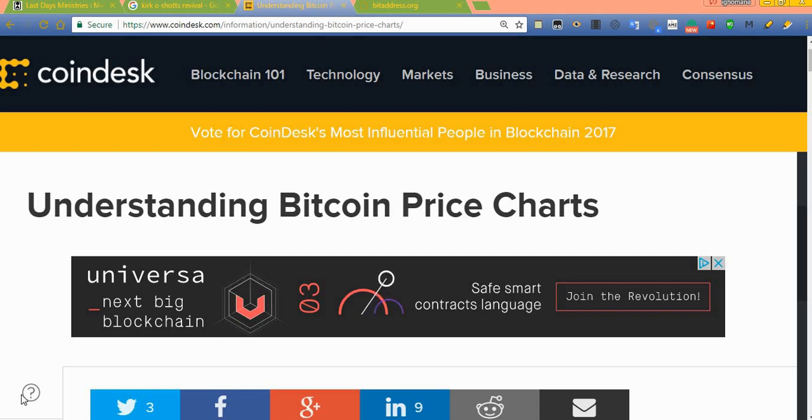We're talking about how do you understand the Bitcoin price chart? How do you understand it? There are people who see the price of Bitcoin skyrocketing and there's a fear of missing out, maybe because of the hype.